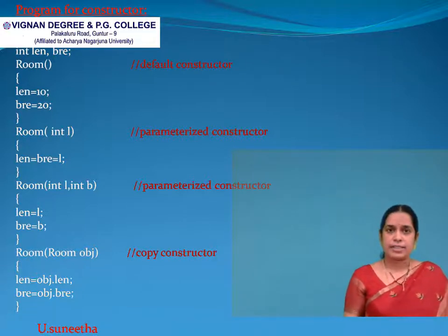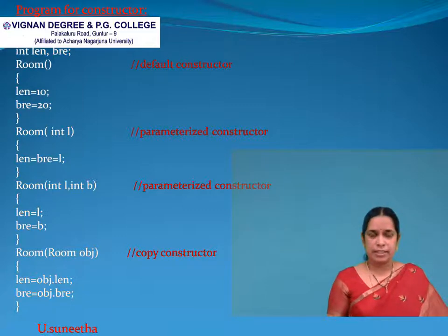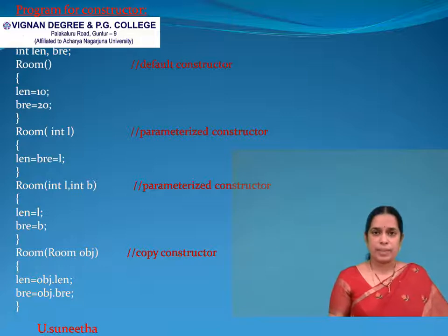In the first class, that is the classroom, there are two variables, namely length and breadth. After the variable declaration, we are writing four constructors. The first one is a default constructor, and the second one is a single parameterized constructor. The third one is a two parameterized constructor, and the last one is a copy constructor.